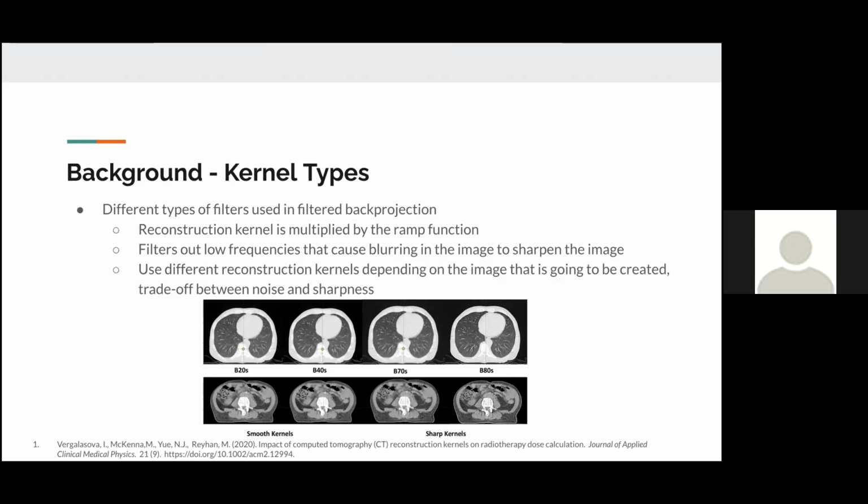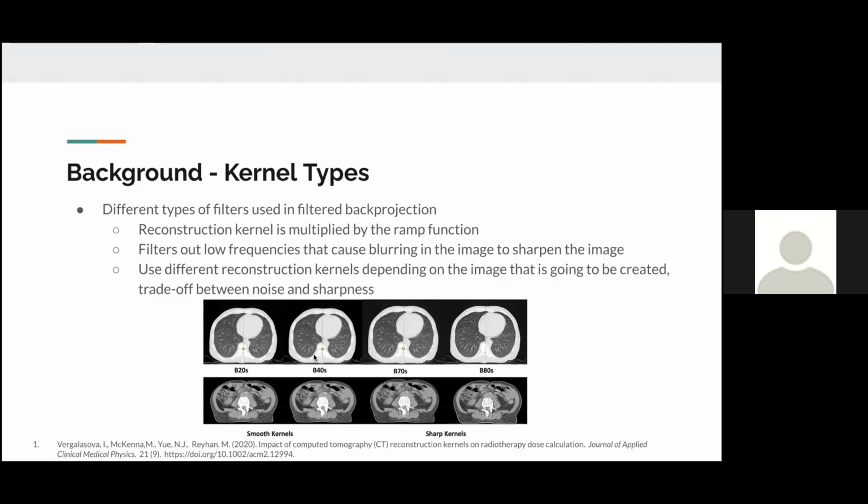Different reconstruction kernels are used depending on the image that will be taken, such as if it will be bone or tissue, which have different attenuation coefficients. There's a trade-off between noise and sharpness in the final image when selecting a filter. And the image on this slide shows reconstruction images using different kernels.